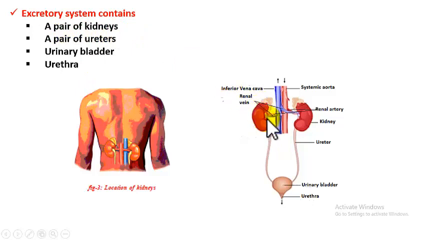See here, these reddish brown structures are called kidneys. Then a pair of ureters. So these long pipes are called ureters. Then the urinary bladder. This chamber is called the urinary bladder, and the urethra. This short pipe is called the urethra. So four important parts: a pair of kidneys, a pair of ureters, the urinary bladder, and the urethra. Understood? So let us see the details of each part.